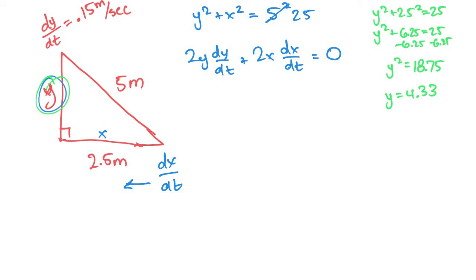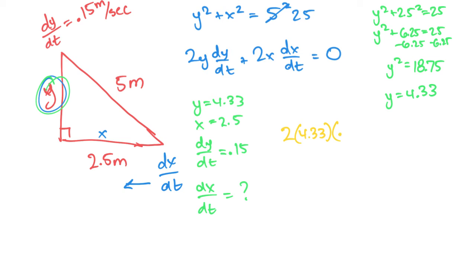And so I'm going to need that when I plug this in. If I were to create a list of all my variables, which I pretty much have already, I've got y is 4.33, x is 2.5 at this moment, dy/dt is 0.15, and then dx/dt, well, this is my unknown, and that's what I'm trying to solve for. So I'm just going to plug those pieces in. So 2 times my y, which is 4.33, times my dy/dt, which is 0.15, plus 2 times my x, which is 2.5, times my dx/dt has to be equal to 0.